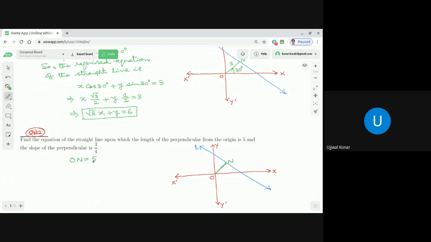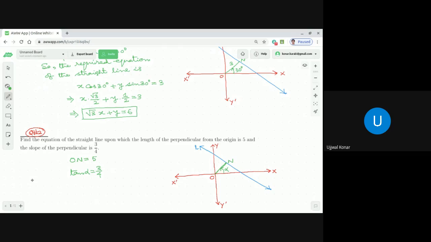And the slope of the perpendicular, that means the slope of the line ON, is given as 3 by 4. If we assume this angle is equal to alpha, then what is given is tan alpha is equal to 3 by 4.